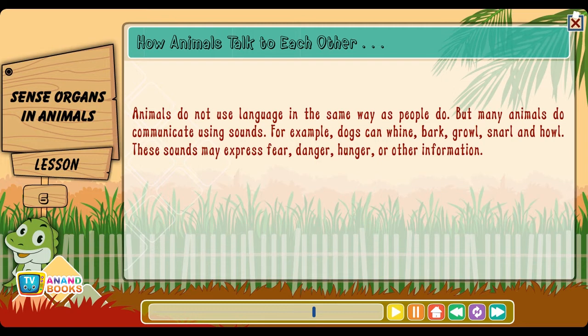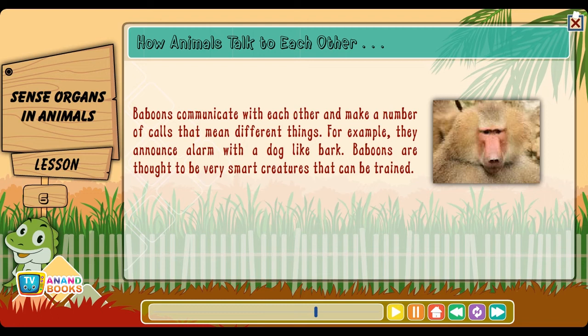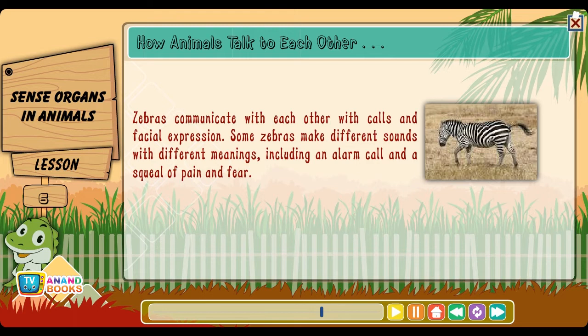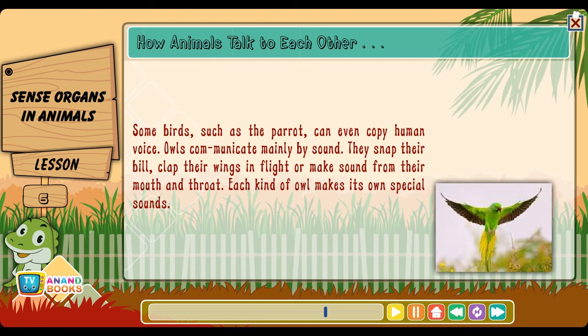Baboons communicate with each other and make a number of calls that mean different things. For example, they announce alarm with a dog-like bark. Baboons are thought to be very smart creatures that can be trained. Zebras communicate with each other with calls and facial expressions. Some zebras make different sounds with different meanings, including an alarm call and a squeal of pain and fear. Some birds, such as the parrot, can even copy human voice.